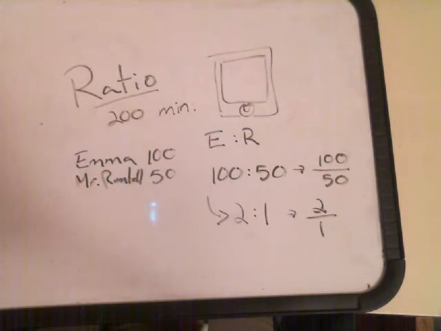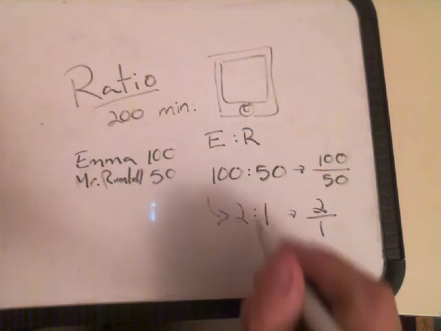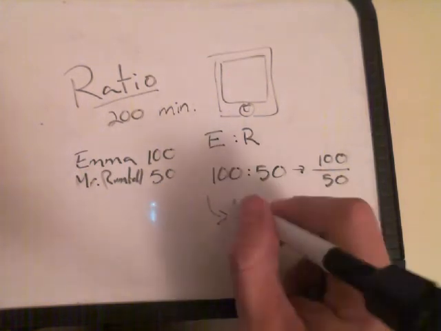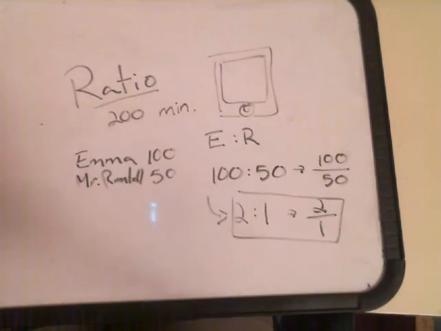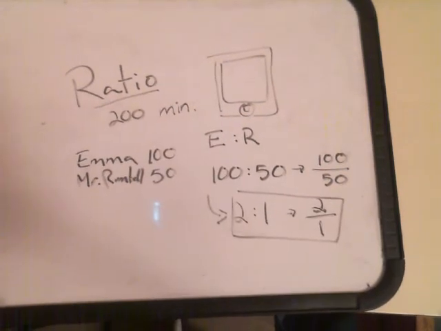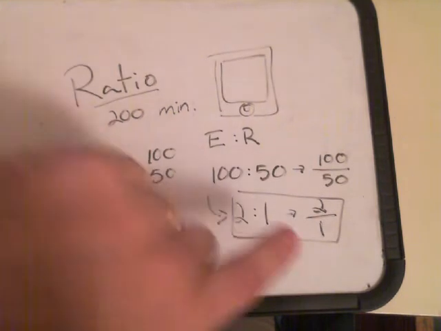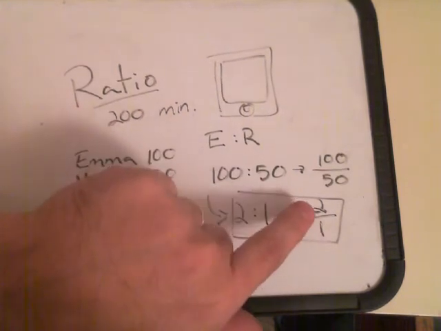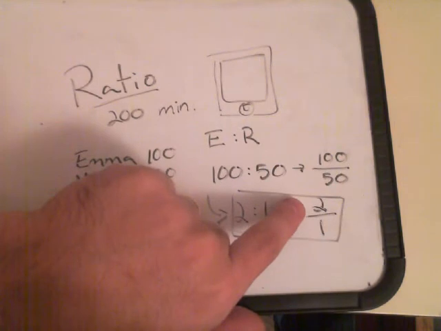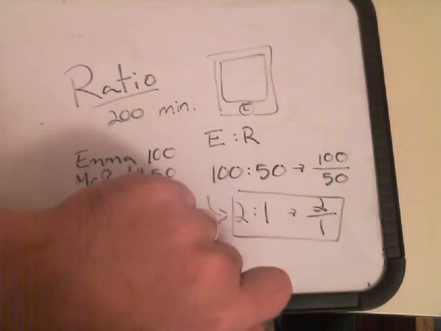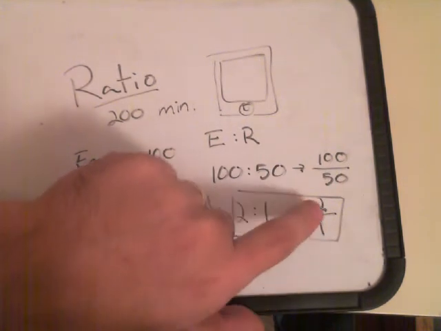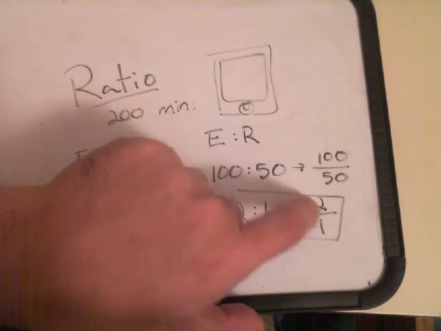J, how many minutes do you spend talking to your wife versus talking to Mr. Rumble? I could say 2 to 1. Now, why is this a better way of expressing the relationship? Well, you'll see that it's a bit more simple, and it kind of gets at the heart of it. You can tell that for every 2 minutes that I talk to Emma, I talk 1 minute to Mr. Rumble. Now, that doesn't mean that I'm talking exactly 2 minutes and exactly 1 minute.